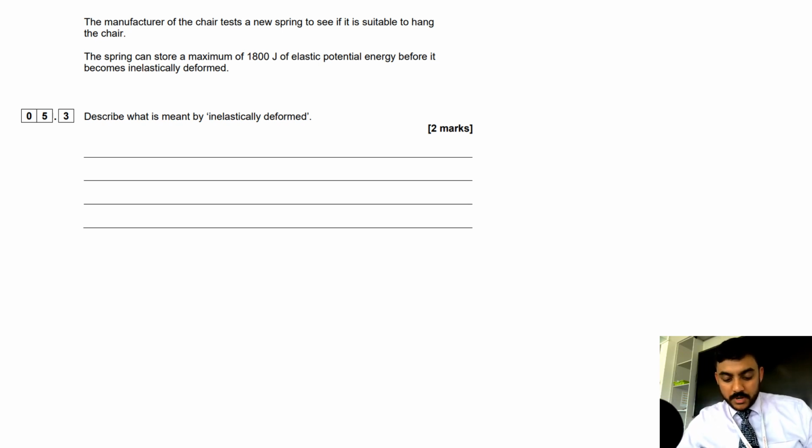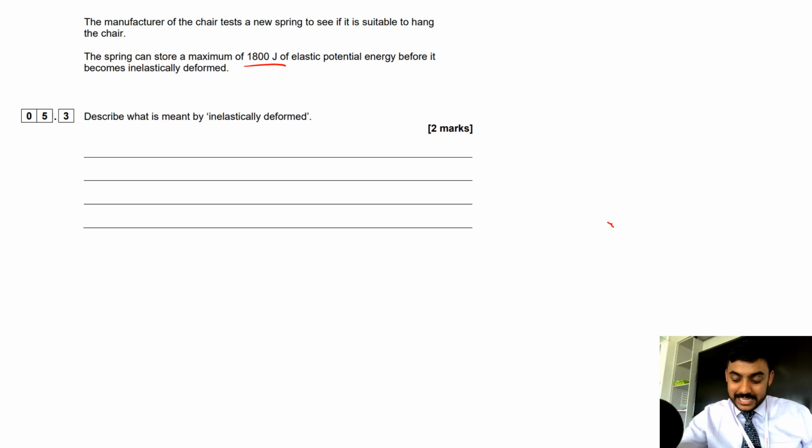Okay. The manufacturer of the chair tests a new spring to see if it's suitable to hang the chair. The spring can store a maximum of 1,800 joules of elastic potential energy before it becomes inelastically deformed. Describe what is meant by inelastically deformed. So after that much energy, what happens to that spring is you can stretch the spring and it won't spring back to its original shape. What's a characteristic of an elastic band? That you can stretch it, and when you let it go, it flings back into its original length and shape. That's what an elastic band does.